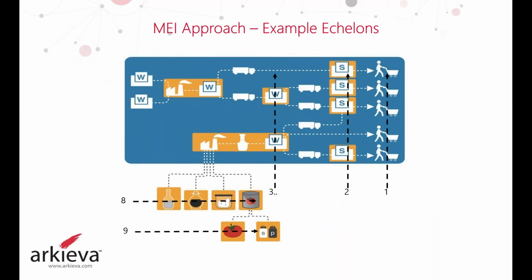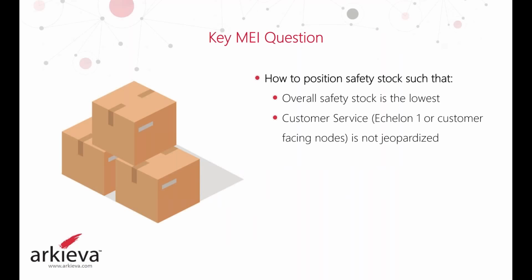So in the multi-echelon thinking, one of the first things we do is we ask the question, how many echelons are there? So the stock facing the customer is one echelon, one step removed is the second echelon, one step further removed is the third echelon. And depending on the business you are in, you might have 2, 3, 4, 5, 6, 7, 8, 9 echelons. And the key MEI question is, how can we position our safety stocks such that the overall safety stock is the lowest? So in the entire network, the safety stock is the lowest possible. And the customer service, as it pertains to my customer, is not jeopardized. So if the customer wants 95% service, we are still giving them that service.